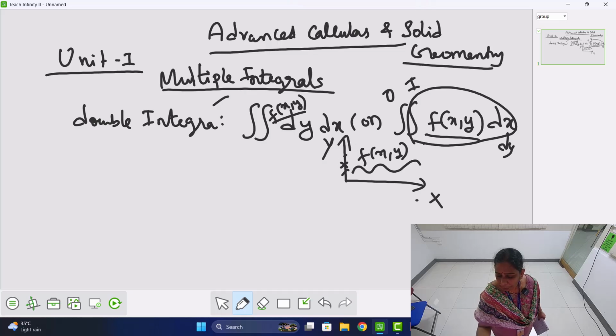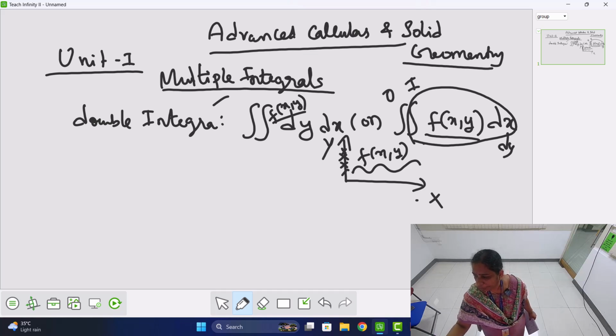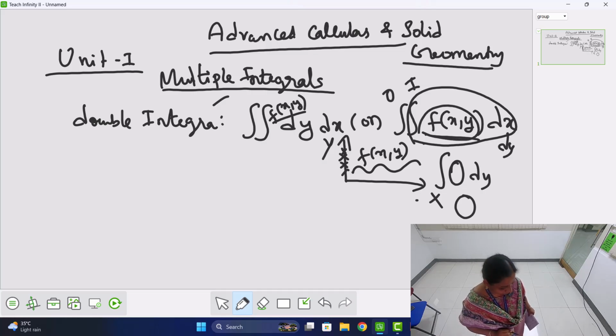We integrate along the x-axis first, keeping y as constant. So we will get one function. Later we have to integrate with respect to y. Right. So we'll get the respective area for this function with respect to x-axis and y-axis.